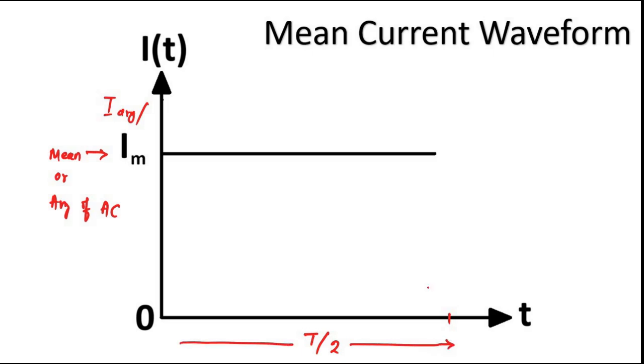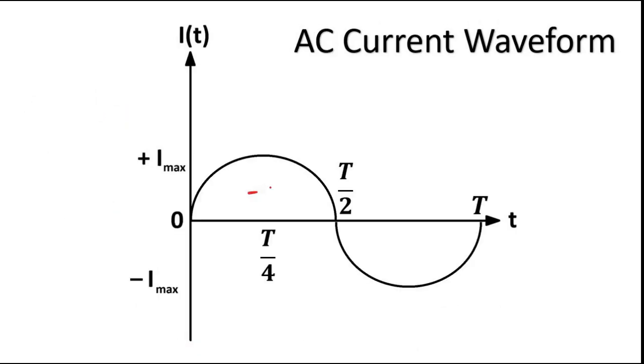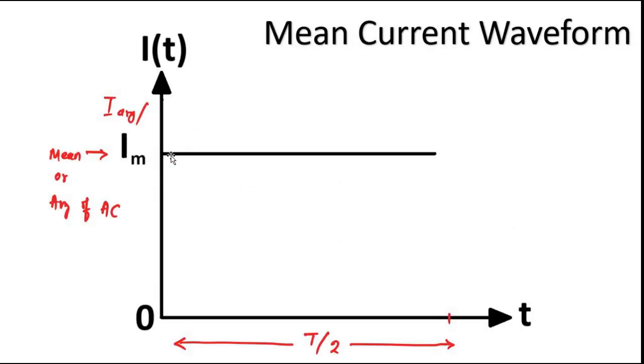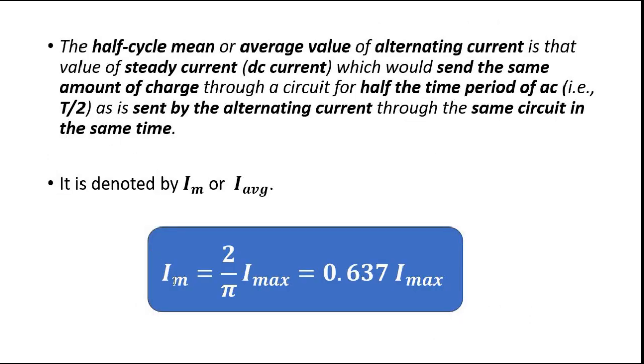This will send the same amount of charge as is done by this alternating current for the positive half cycle. Okay, we are considering only the positive half cycle with duration T by 2. So this portion of this alternating current will send the same amount of charge as is sent by this DC current with value I mean, or I average. So we have to determine this value.